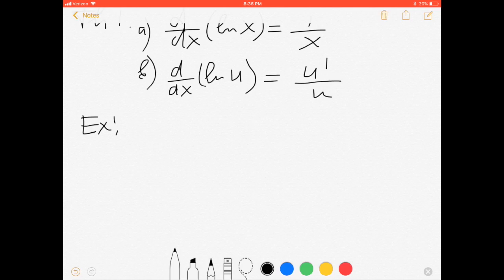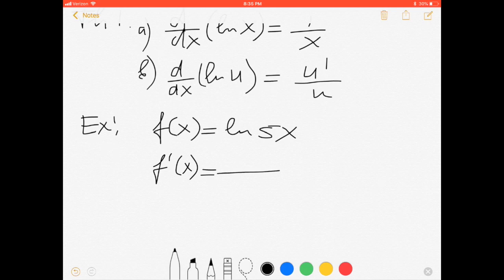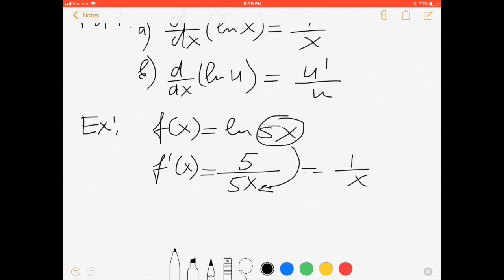Let's see some examples. For example, my function is natural log of 5x. What will the derivative be here? Remember, what you have inside the natural log goes to the denominator. It will be 5x. And the numerator will be the derivative of the denominator, which is 5. And this means 1 over x.